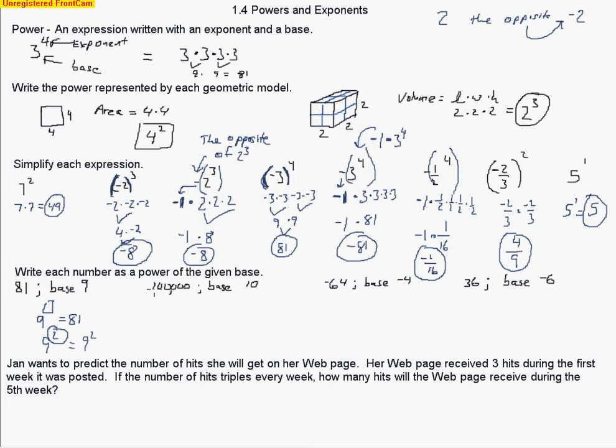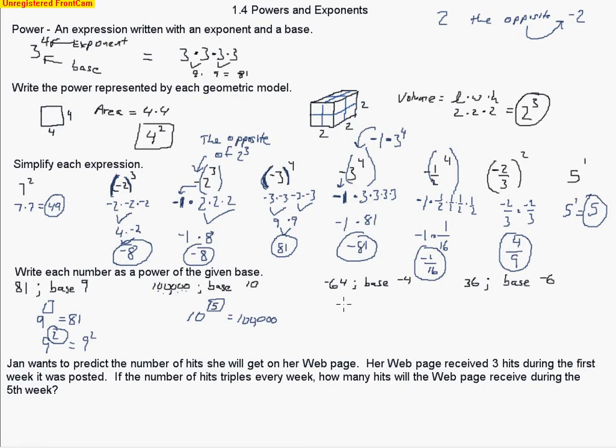Here we have 100,000. So there's 5 zeros. Now that's important. Count the zeros. 1, 2, 3, 4, 5. The nice thing about a base 10 is the number of zeros is going to be the exponent. When we're talking about just base 10s, and in this case 100,000, that makes 5 zeros that need to be multiplied together. So we have 5 10s being multiplied, so 10 to the 5th power.